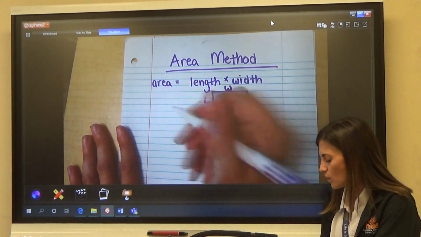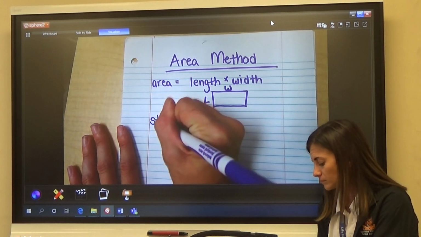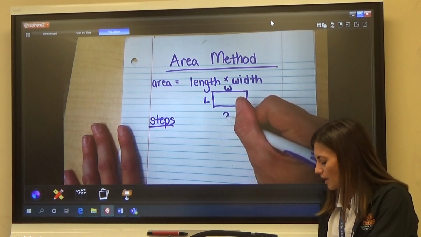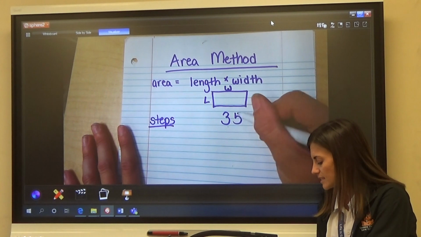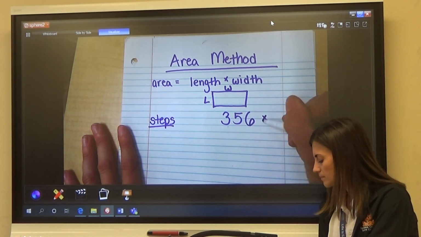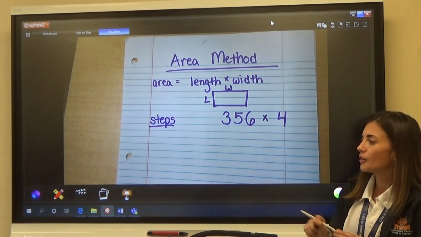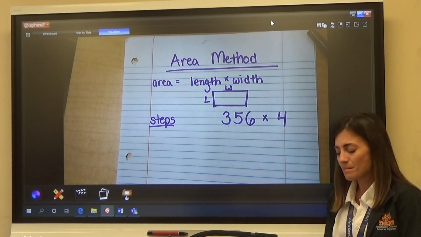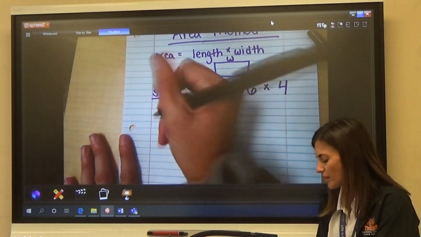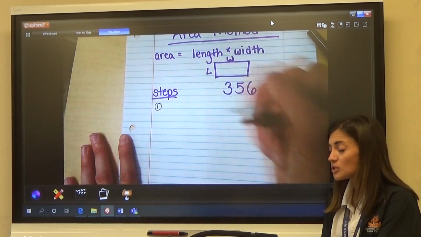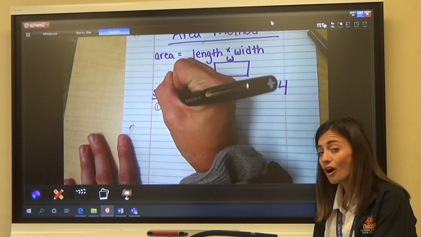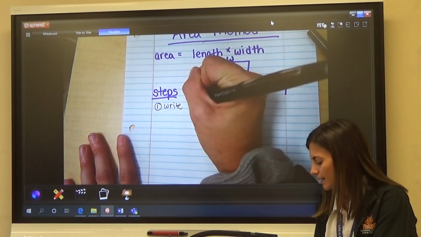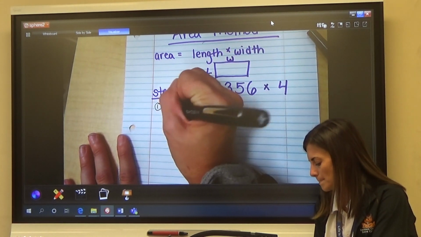So step number 1, or we're going to learn the steps. And we're going to learn the steps to solve 356 times 4. So when we're doing our area method, similar to our distributive method, step number 1 is we need to write our expanded form. So write in expanded form.